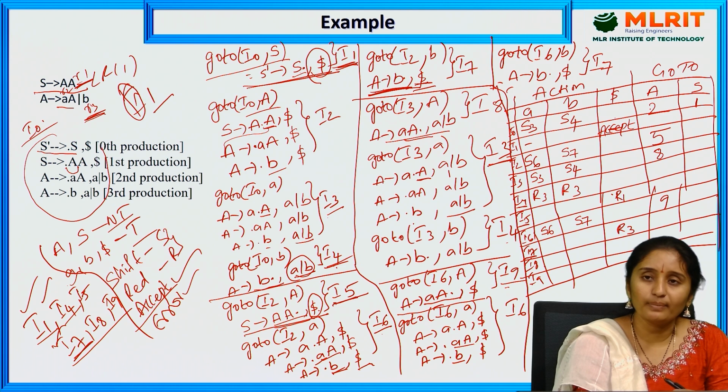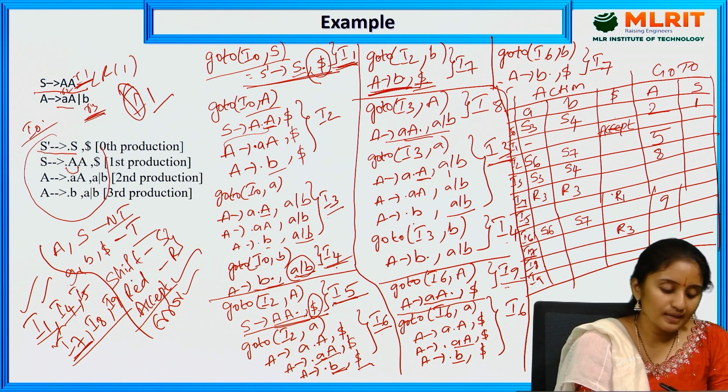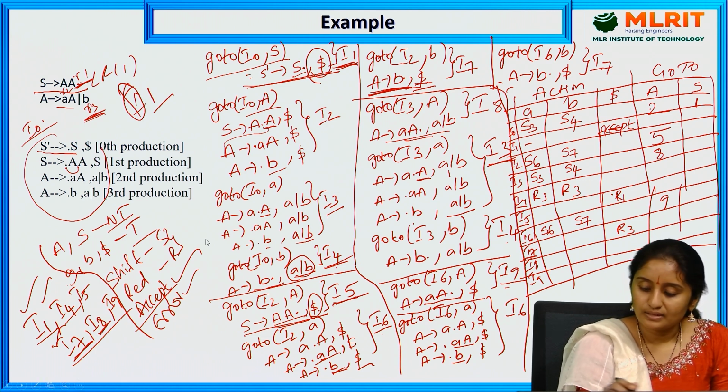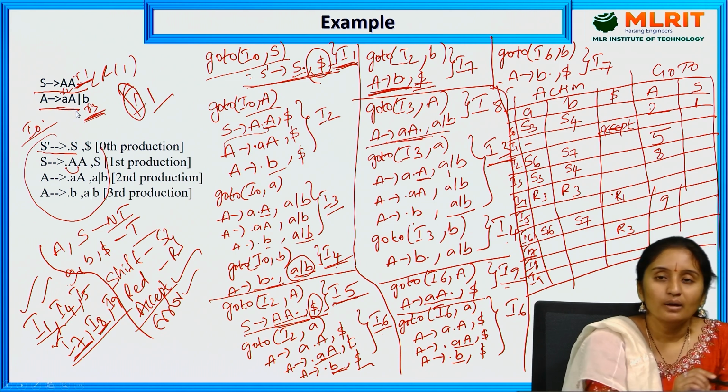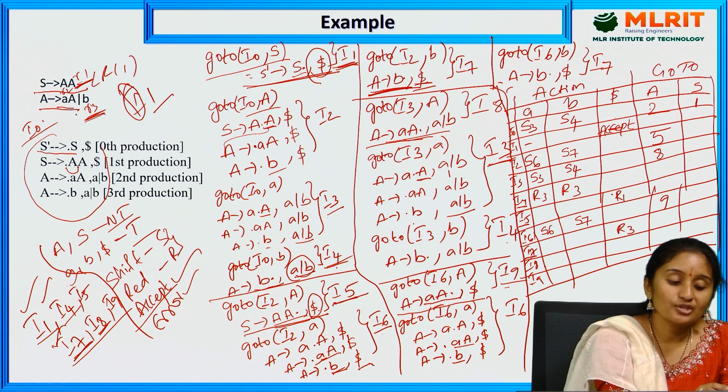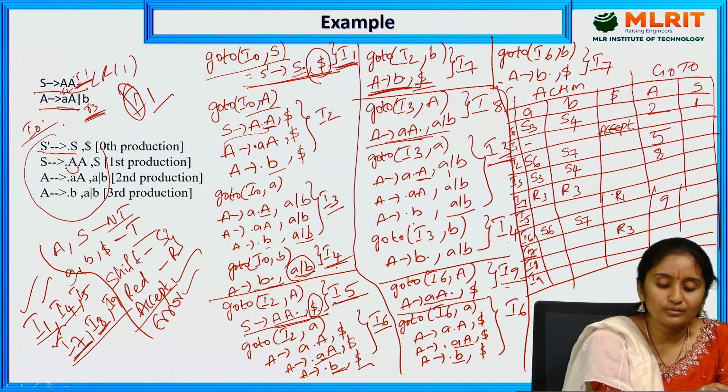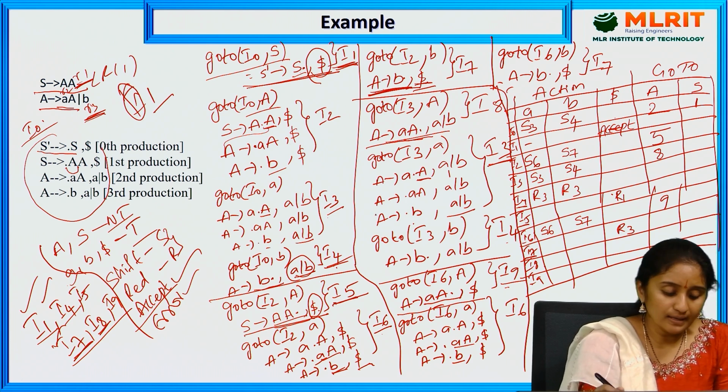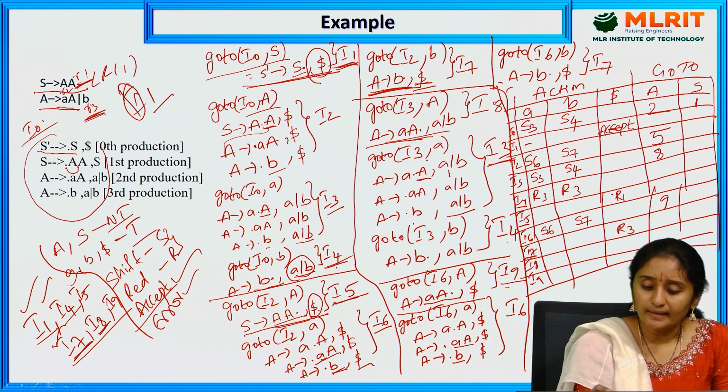I7 is also completed. So, the next we have is I8. Just check the I8 state. So, what is the production? A tends to AA dot. So, this is our production number. What is the reduction number? It is R2. R2 is our reduction number. I8, production number is R2.